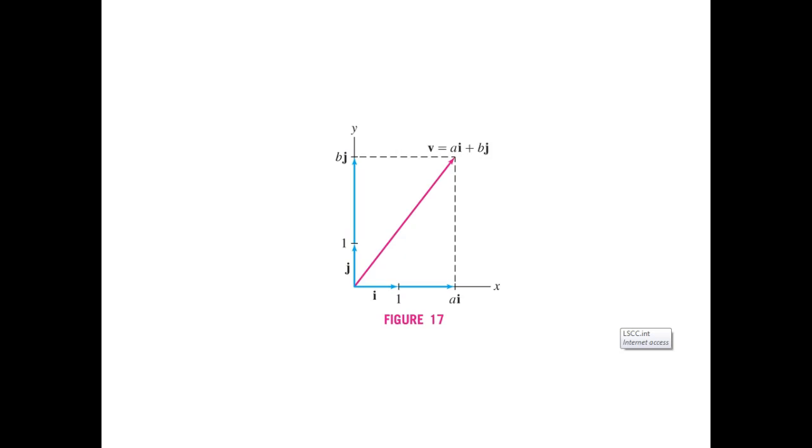In rectangular coordinates, we generally will talk about the unit vector in the x direction as always being the unit vector i, and the unit vector in the y direction will be referred to as j. All right.